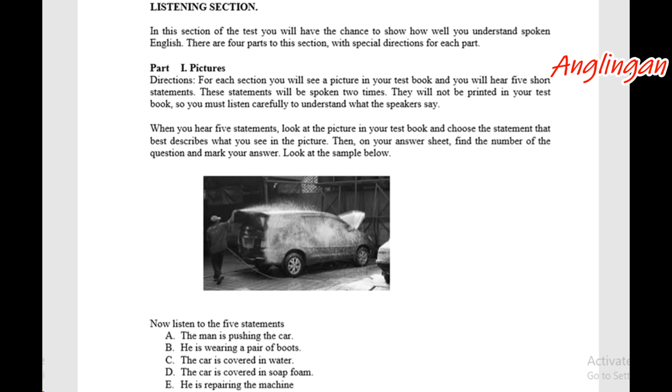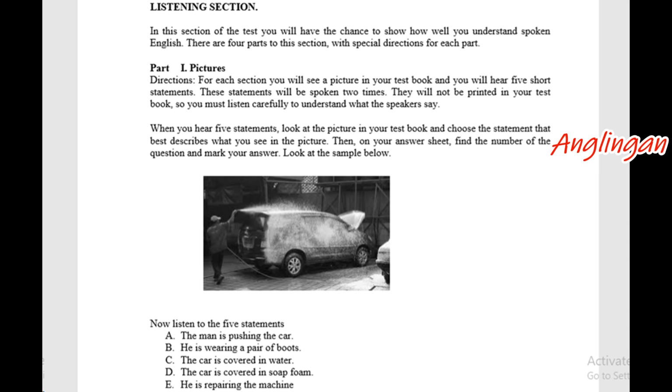Listening section. In this section of the test, you will have the chance to show how well you understand spoken English. There are 4 parts to this section, with special directions for each part.